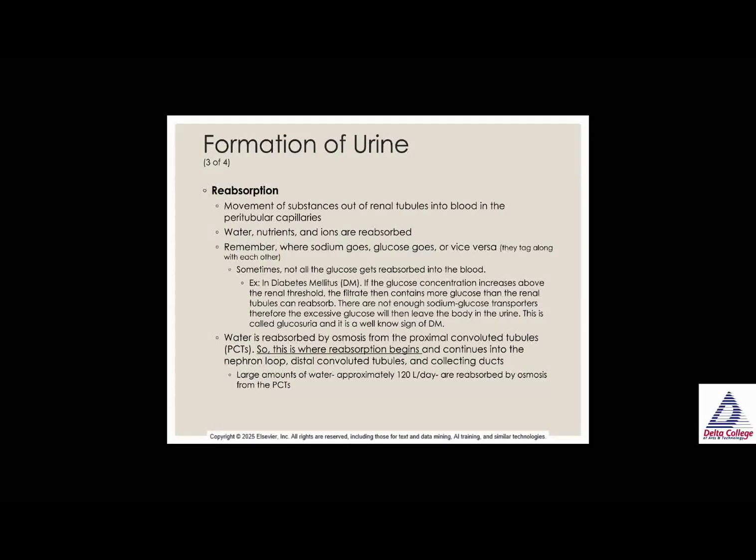Water is reabsorbed by osmosis from the proximal convoluted tubules, the PCTs. So this is where reabsorption actually begins, in the PCTs. And it continues into the nephron loop, the distal convoluted tubules, and the collecting ducts. Large amounts of water, approximately 120 liters per day, are reabsorbed by osmosis from the PCTs, or the proximal convoluted tubules.